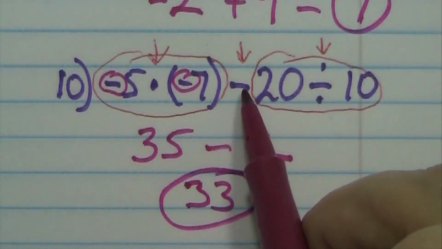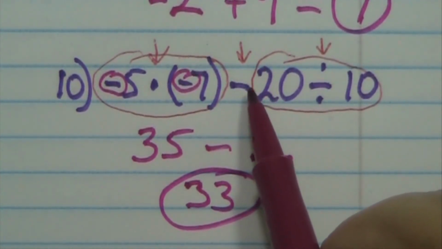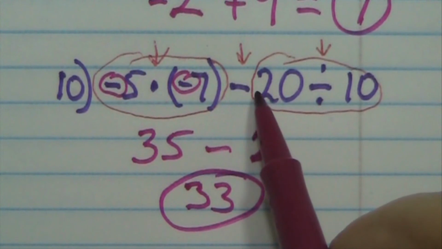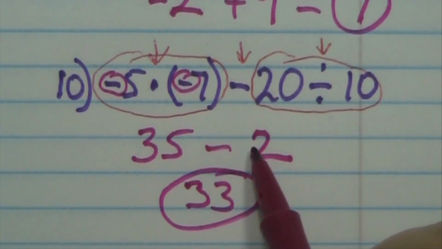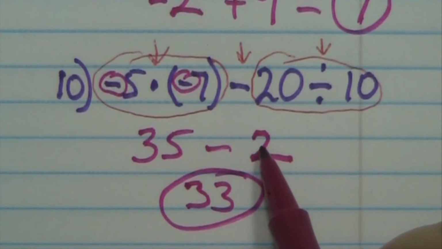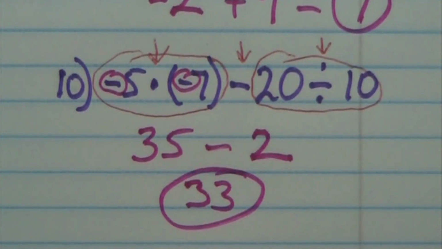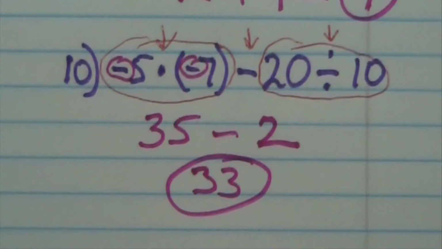Now some people say, well, what about if this is a negative? Couldn't we say this is negative? Sure. Negative 20 divided by 10 would make it -2. So 35 and -2 is the same as 35 minus 2. It will come out the same.